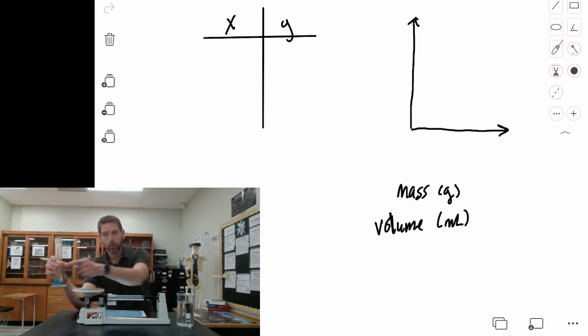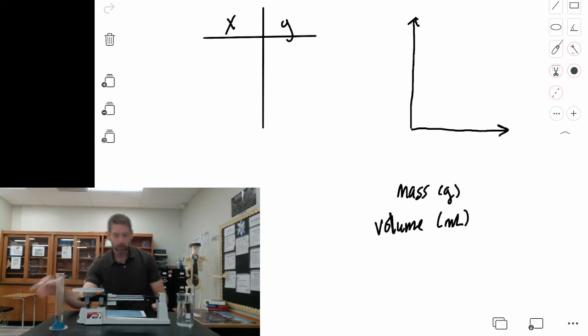You're going to record the mass of what this is. You're going to put the graduated cylinder that still has the water on there, record that mass reading, and also record the volume reading. Again, you have to decide which one goes where. Is the mass the X or the Y? Is the volume the X or the Y? That's what I want you to decide.